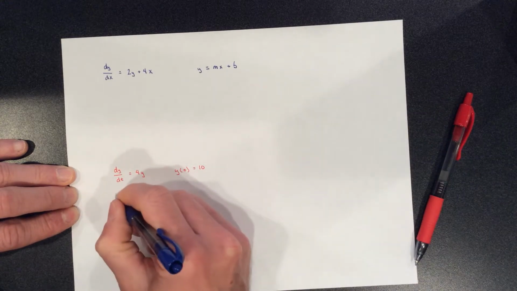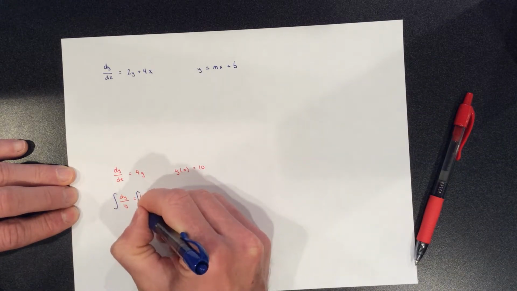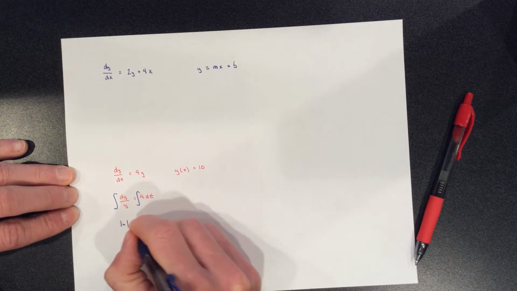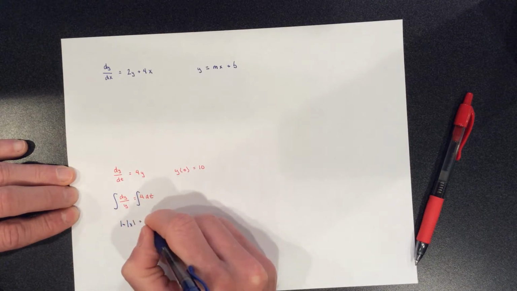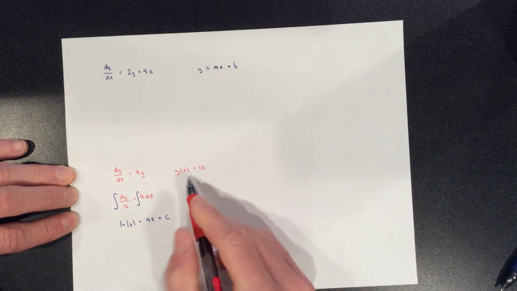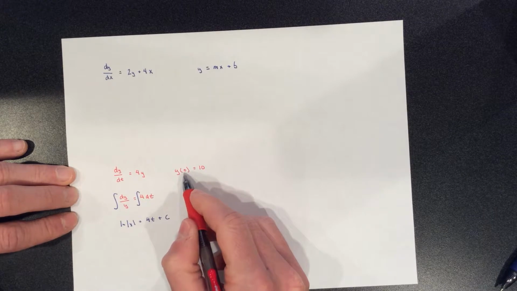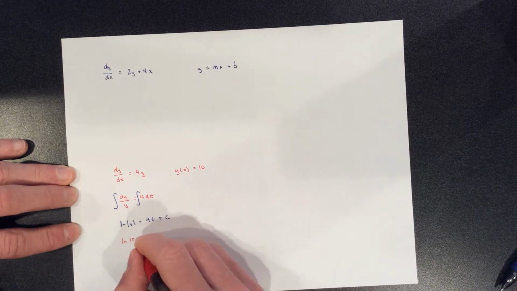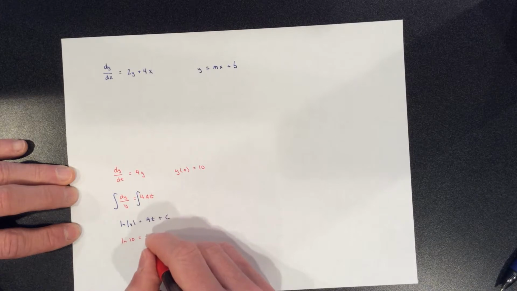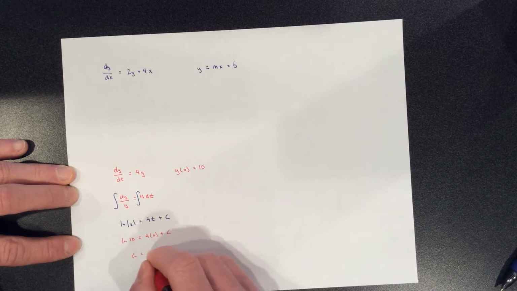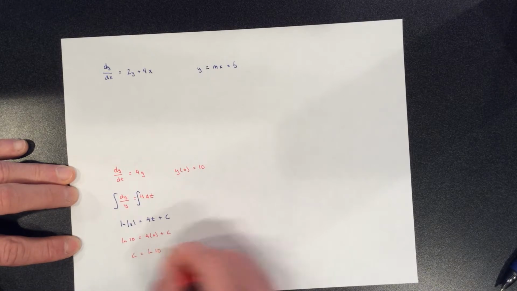Once they're separated, I can integrate. The integral of dy over y is the natural log of y. The integral of 4 dt is just 4t plus c. And now I'm going to use this initial value, and I know that when t equals 0, y equals 10. So the natural log of 10 equals 4 times 0 plus c. So now I know that c is just the natural log of 10.